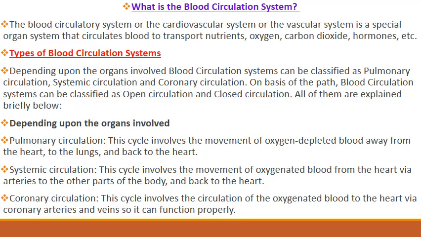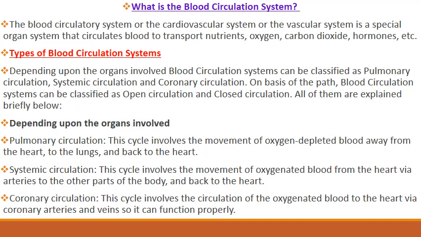What is blood circulation? The blood circulatory system, or the cardiovascular system, or the vascular system, is a special organ system that circulates blood to transport nutrients, oxygen, carbon dioxide, hormones, etc.